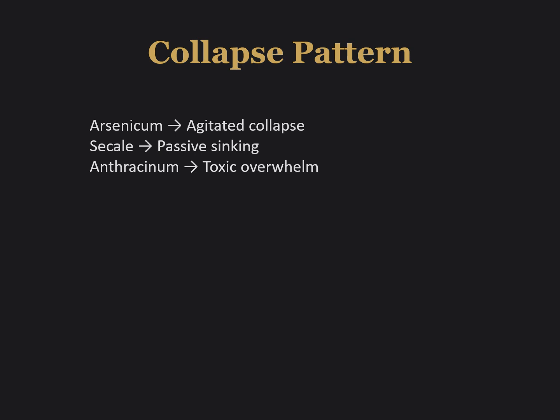Now, observe the nature of collapse. In Arsenicum, we will see restlessness and struggling. In Secale cornutum, we will observe the passiveness and sinking state of the patient. In Anthracinum, the patient is overwhelmed by the toxicity. These are not small differences, they are defining factors for the remedy.